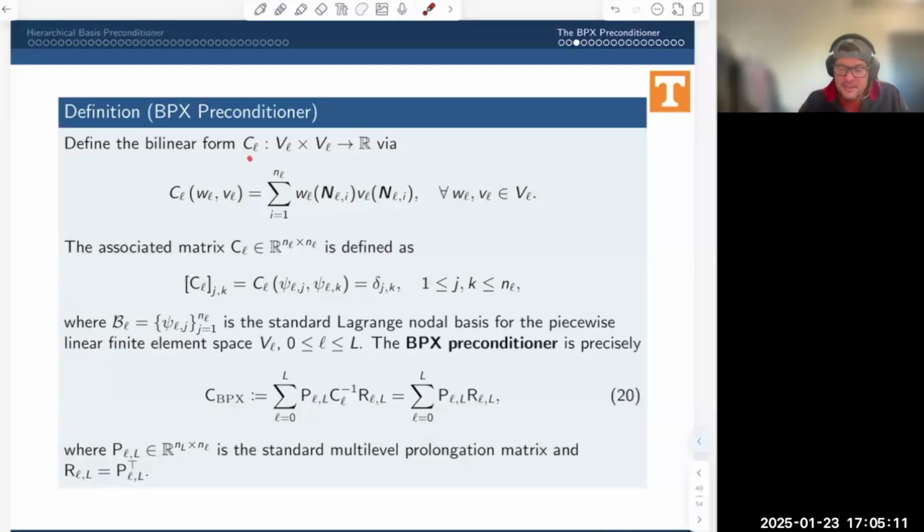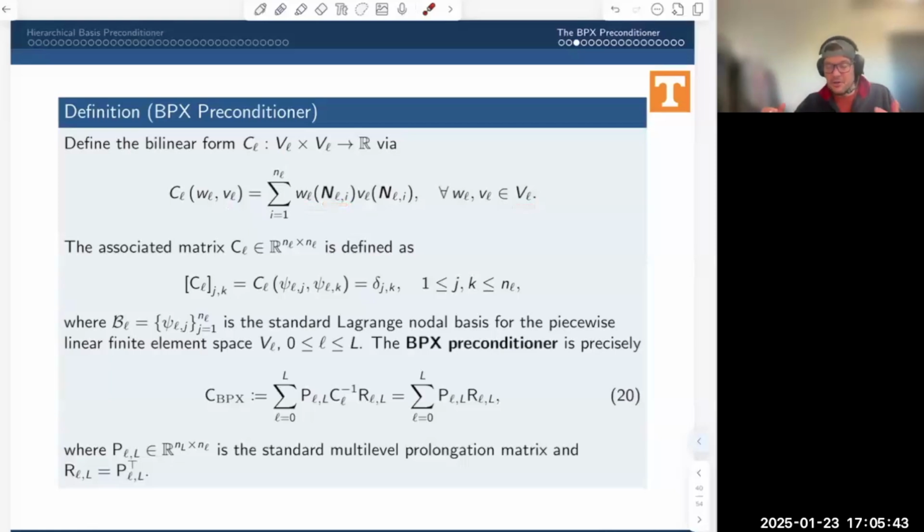This C_L takes finite element functions from V_L cross V_L and maps them to a real number. So it is a bilinear form in the usual sense. It is not necessarily, at least at first face value, an inner product, but it is a bilinear form. So how do we define it? You take two functions from this finite element space, and what we're going to do is evaluate those functions at the nodes of V_L.